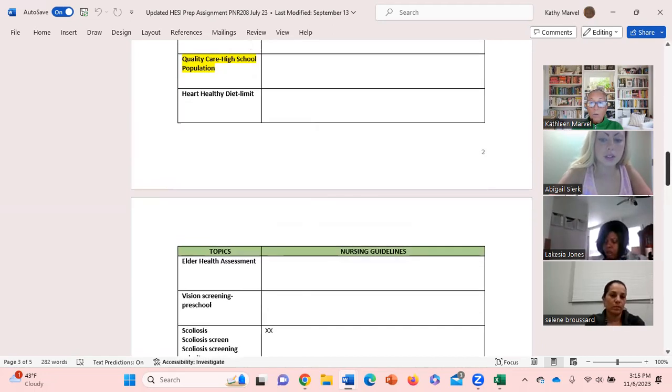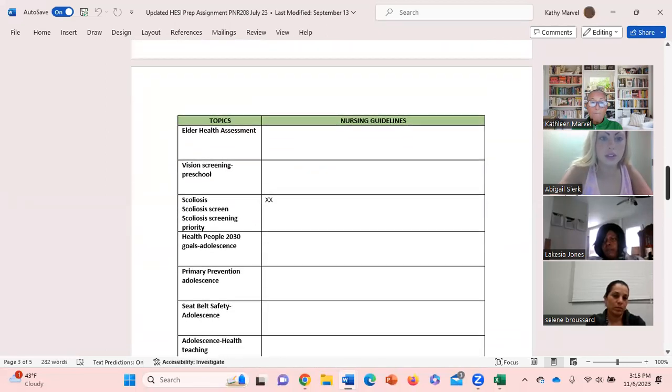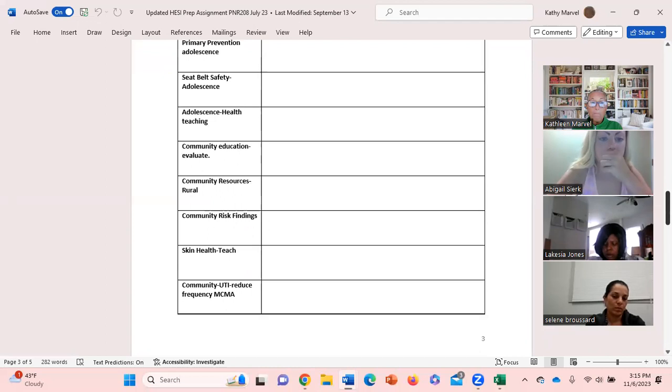What does it mean to have the stuff that says Meals on Wheels? What are you supposed to write in that box? Meals on Wheels is community resources, rural. That's in your rural notes, right? What kind of community resources do they have or lack?